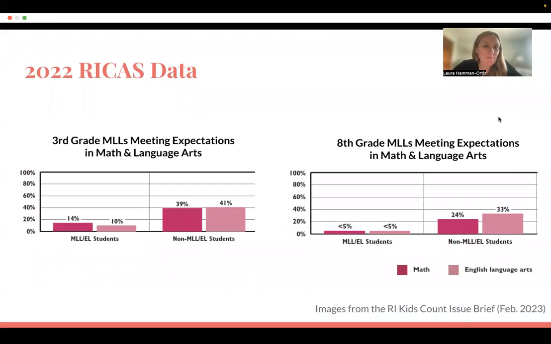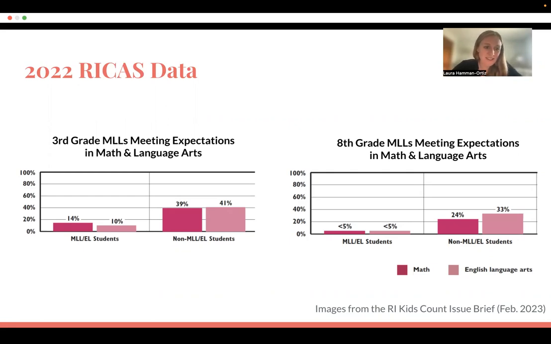The first is I wanted to begin with the 2022 RICAS data. So this is the Rhode Island Comprehensive Assessment data, and it's measuring students' progress in math and language arts. And I recently attended a presentation where they were sharing this data, and you see similar data all over the country when we're talking about MLLs. You see third grade MLLs not meeting expectations, especially when compared to their non-MLL peers in math and language arts. And then the same thing in eighth grade, we see that it's an even lower number of MLLs who are meeting expectations in those areas.